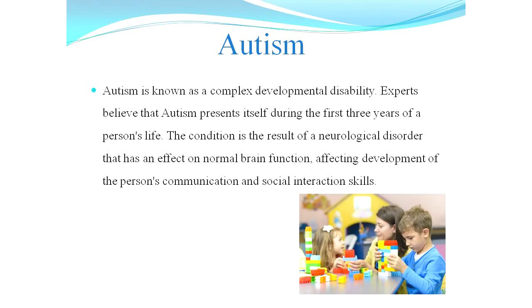Autism. Autism is known as a complex developmental disability. Experts believe that autism presents itself during the first 3 years of a person's life. The condition is the result of a neurological disorder that has an effect on normal brain function, affecting development of the person's communication and social skills.